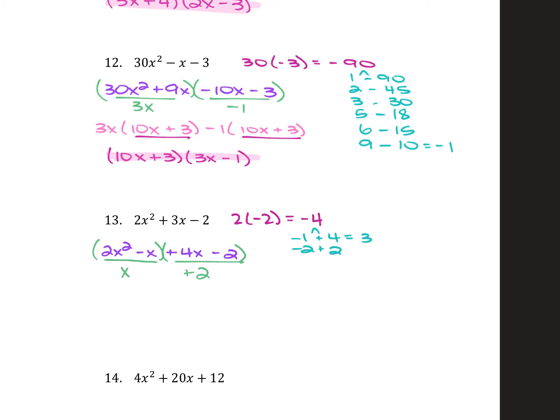So from here, you're going to have x times 2x minus 1 plus 2 times 2x minus 1. The two parentheses are identical. So you're going to have 2x minus 1 times x plus 2.